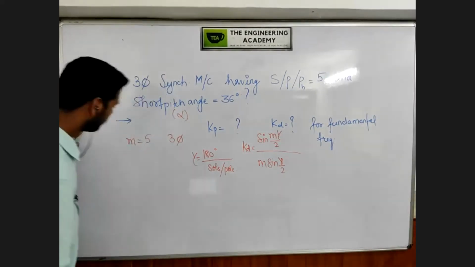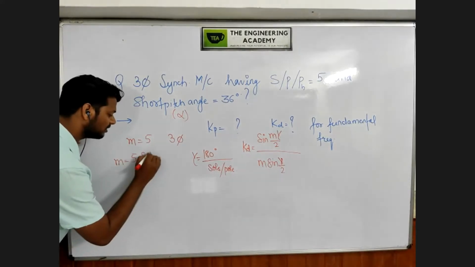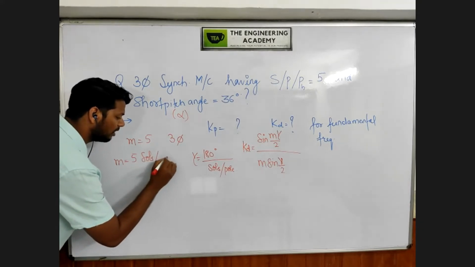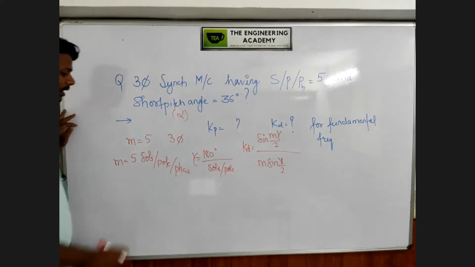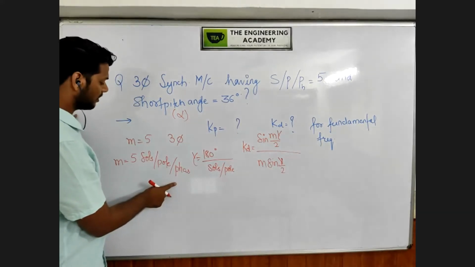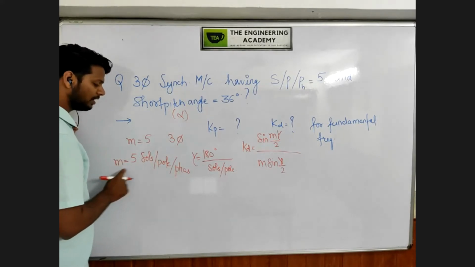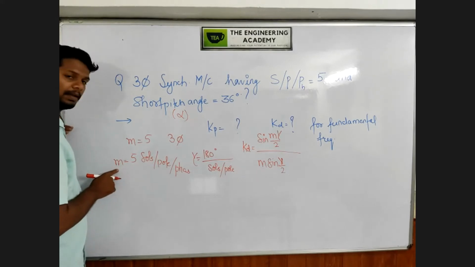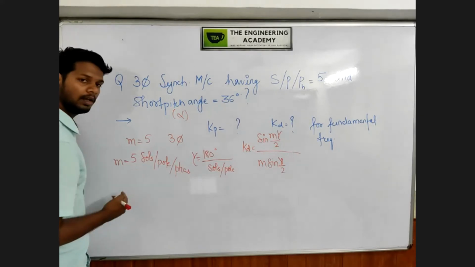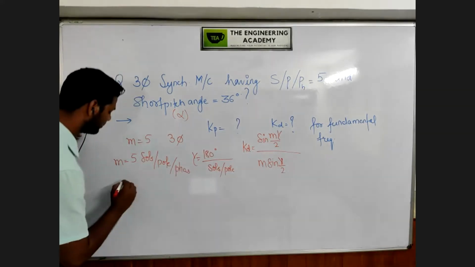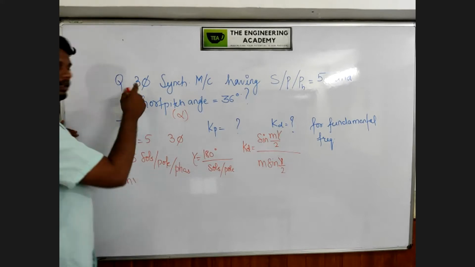Listen everybody. See, m is equal to 5 slots per pole per phase, right? Slots per pole per phase. Okay. Now if I multiply the value of m with phases, then I will get slots per pole. It means m, how many phases? 3 phase. In the question they have given 3 phase.